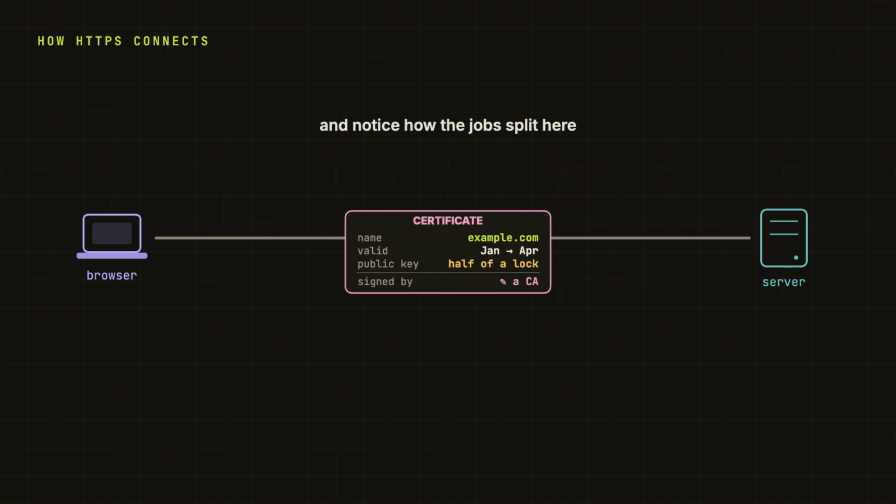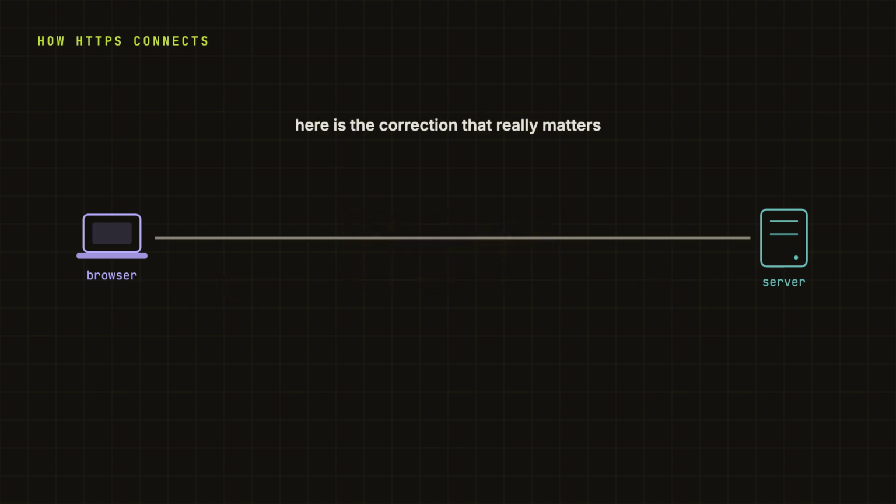And notice how the job split here. Last video, DNS told us where to go, the address, but DNS did not and cannot prove who is actually there. That is this. DNS finds the address, the certificate proves the name. Two completely different jobs. But here is the correction that really matters.